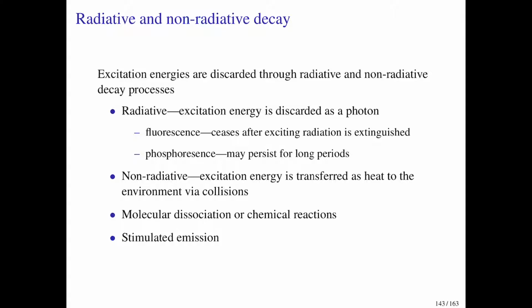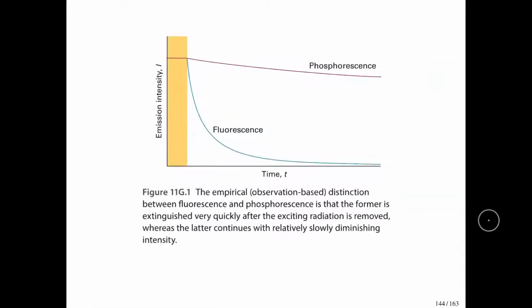Contrast that with phosphorescence, where the emission process will continue long after, in some cases, the excitation source has been turned off. And that is highlighted here in this figure. It's showing us that the fluorescence decays very quickly after the excitation source has been turned off, whereas phosphorescence kind of lingers on for a long period of time and is a very slow process.